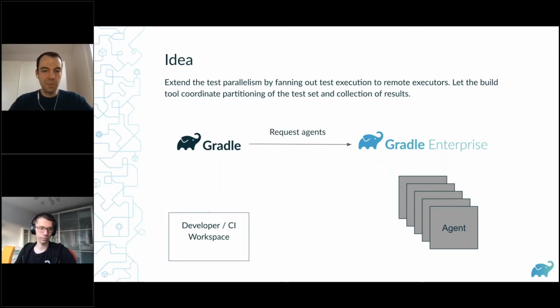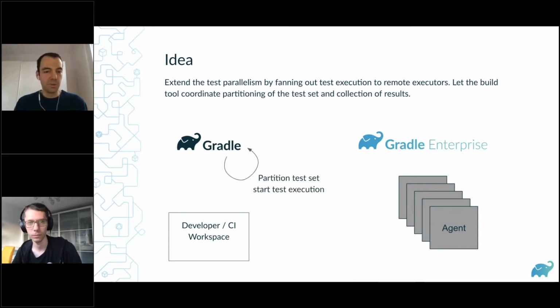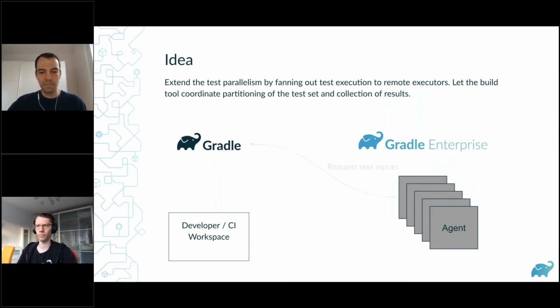Once we've done that, we can request agents from Gradle Enterprise, and Gradle Enterprise will estimate the number of agents we are likely to get and send the number back to the build, which will use it to partition the test set into chunks and then start test execution. These agents then get assigned to the build by Gradle Enterprise and request test inputs from the build.